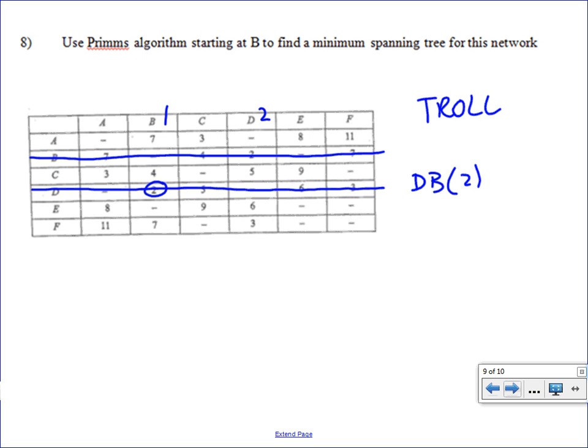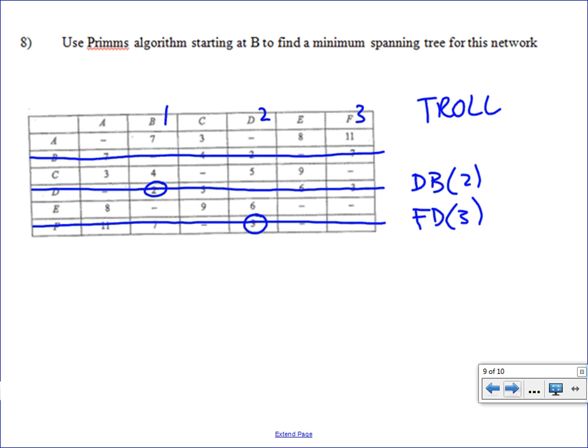Circle the smallest, looking down B, I've got a 7, a 4 and a 7. Looking down D, I've got a 5, a 6 and a 3. So 3 is the smallest. Remembering to write down the list, FD 3. That brought in F, that's my third node to be brought in. So I can remove the row F.